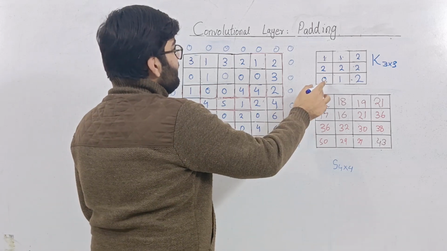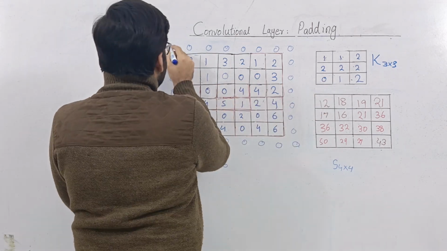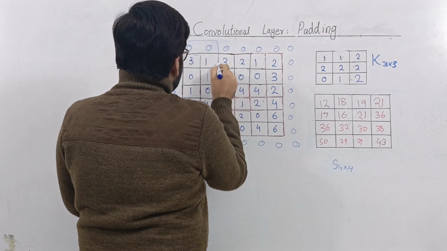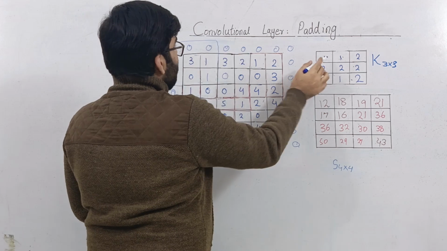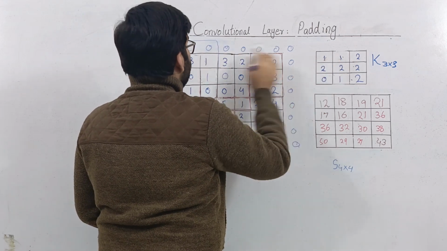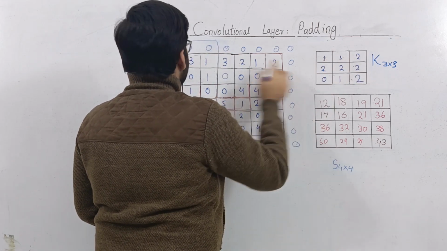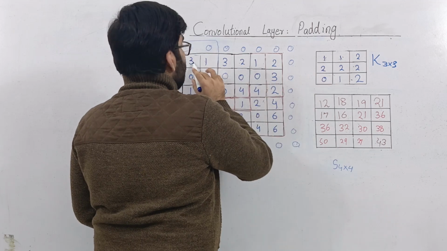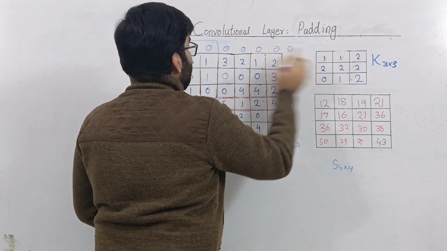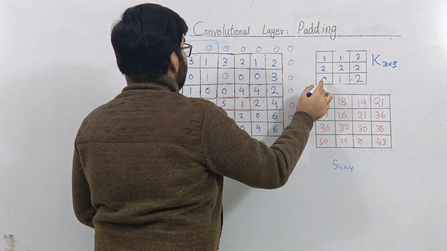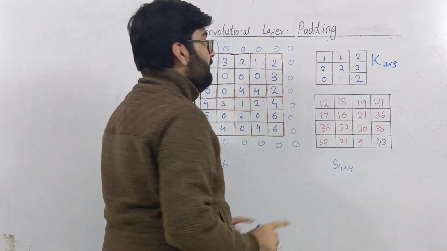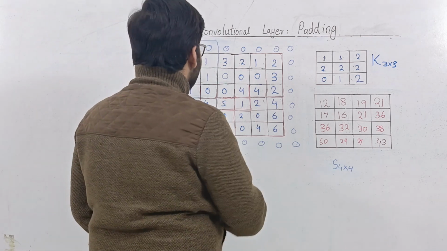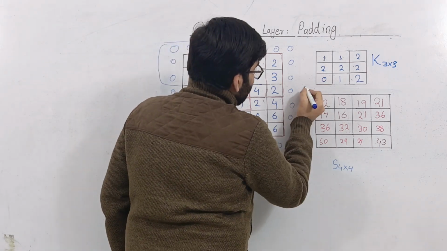When the kernel is applied on this image, we start from here. 0 multiplied by 1, 0 multiplied by 1, 0 multiplied by 2, 0 multiplied by 2, 3 multiplied by 2, 1 multiplied by 2, 0 multiplied by 0, 0 multiplied by 1, and 1 multiplied by 2. When all these are added up, we will get a 10. That 10 will be here.